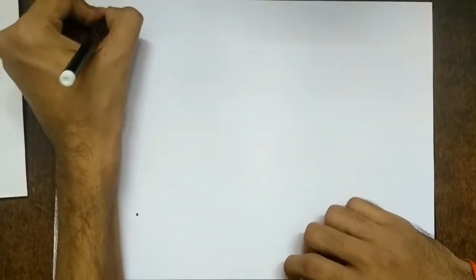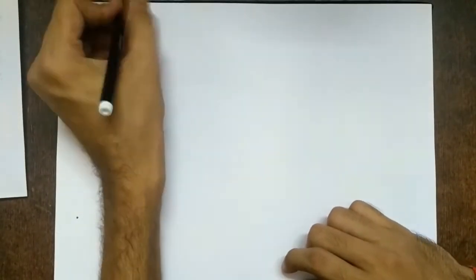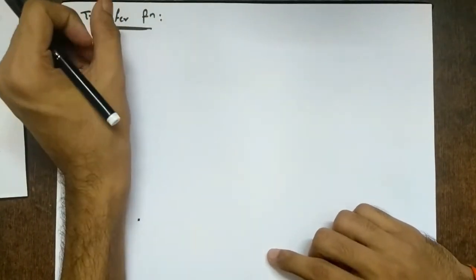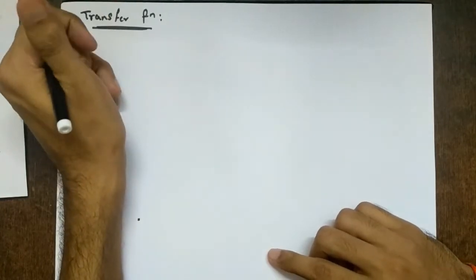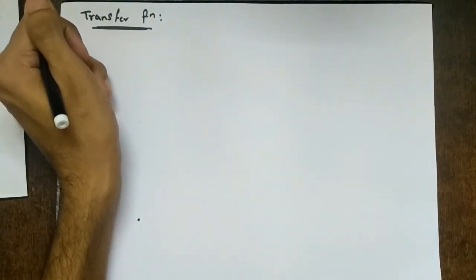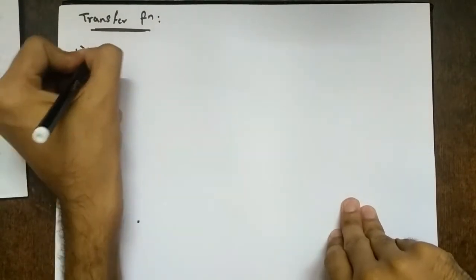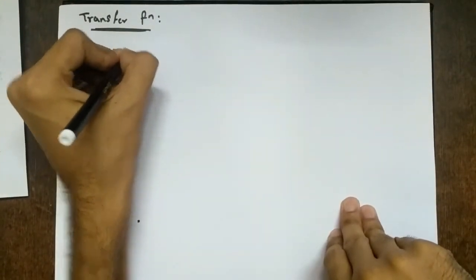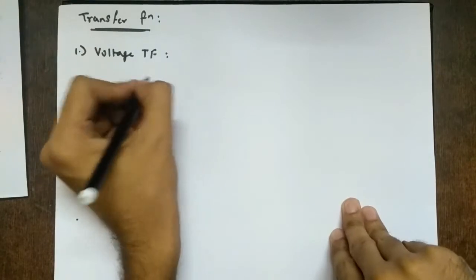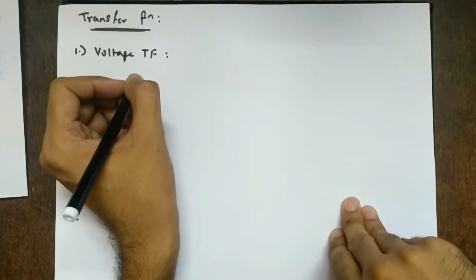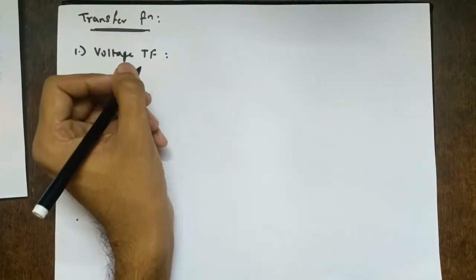Then we have transfer functions. Transfer functions are essentially the ratio of the Laplace transform of output to the Laplace transform of input. In other words, the ratio of the response transform to the excitation transform. So here we have first the voltage transfer function. It is defined as the ratio of the voltage transform at one port to the voltage transform at the other port.